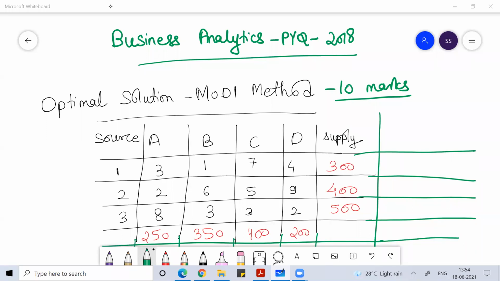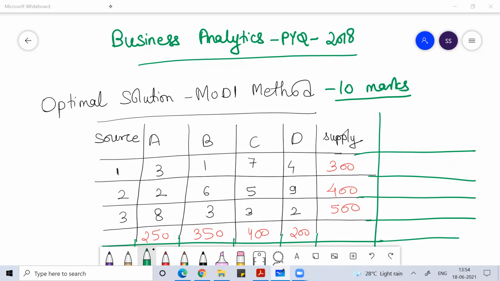This question came in 2018. This question was about determination of optimal solution under the modified distribution method. The other name of modified distribution method is the UV method. This question came for 10 marks. Okay, everyone, so we'll solve this question.